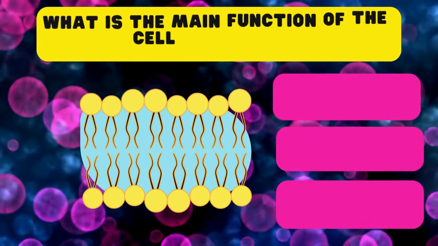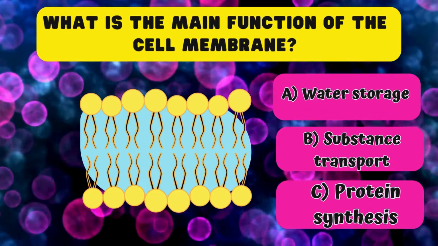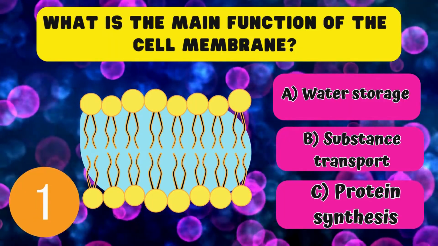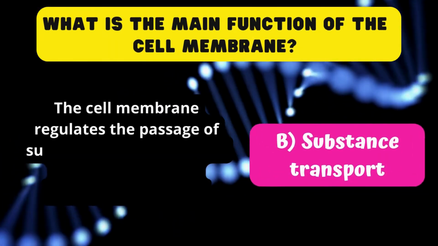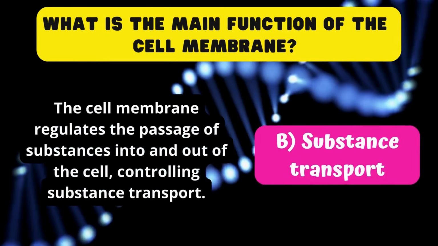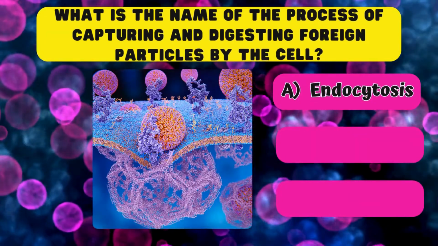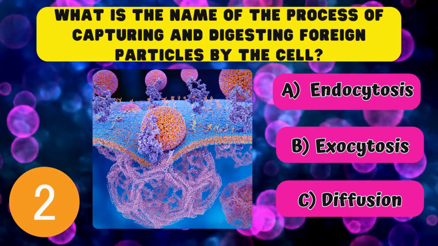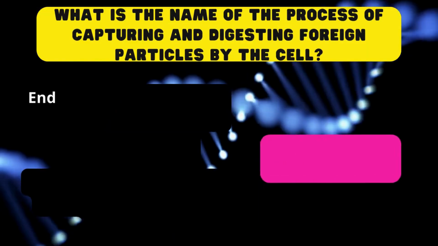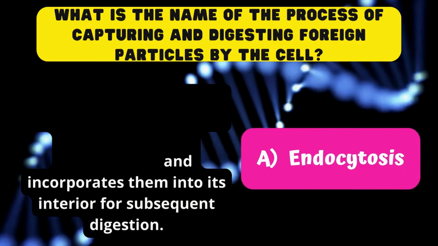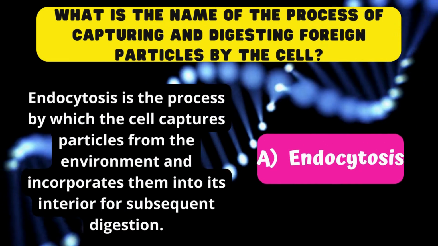What is the main function of the cell membrane? The cell membrane regulates the passage of substances into and out of the cell, controlling substance transport. What is the name of the process of capturing and digesting foreign particles by the cell? Endocytosis is the process by which the cell captures particles from the environment and incorporates them into its interior for subsequent digestion.